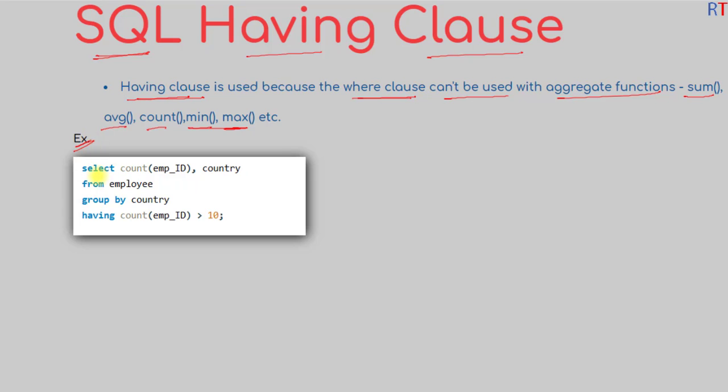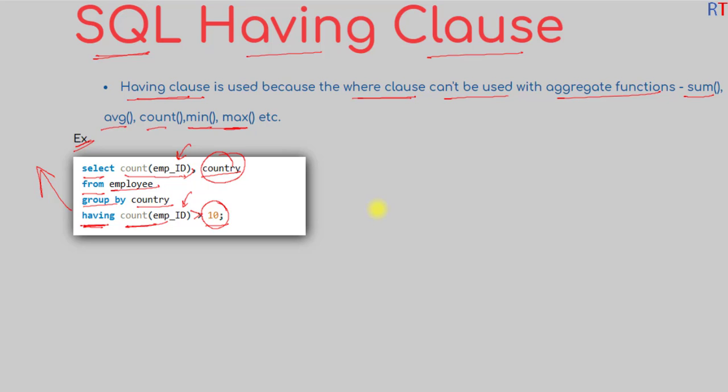As an example, we have written SELECT COUNT(employee), country FROM employee, and we are grouping them by country. Then we have used the HAVING clause because we can use an aggregate function with the HAVING clause. So we have written HAVING COUNT(employee) > 10. This query will return the number of employees in each country with more than 10 employees.